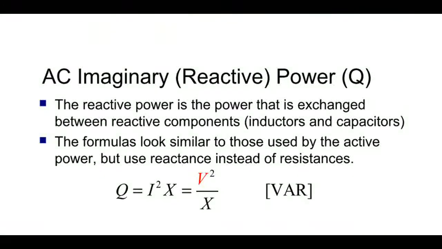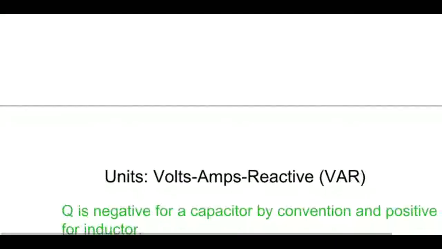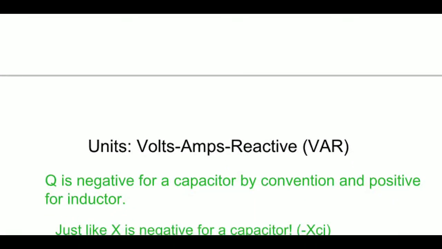Next, we will study the reactive power denoted by Q. That is the AC imaginary reactive power. The reactive power is the power that is exchanged between reactive components, that is, inductors and capacitors. The formulas look similar to those used for active power but use reactance instead of resistance. Here Q equals I squared X, which equals V squared by X. So the unit is volt-amperes reactive, VAR.